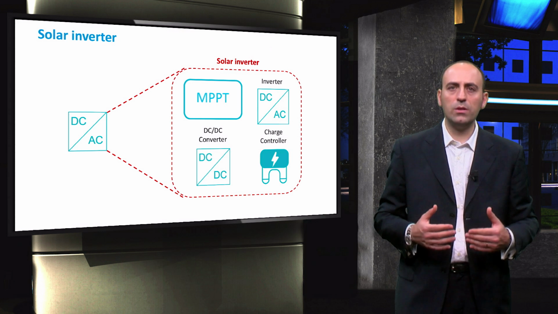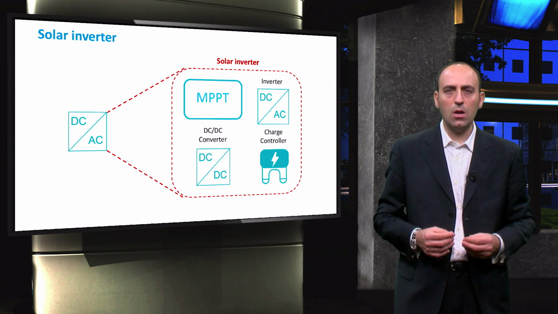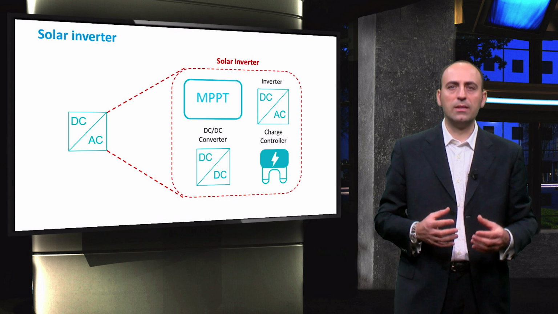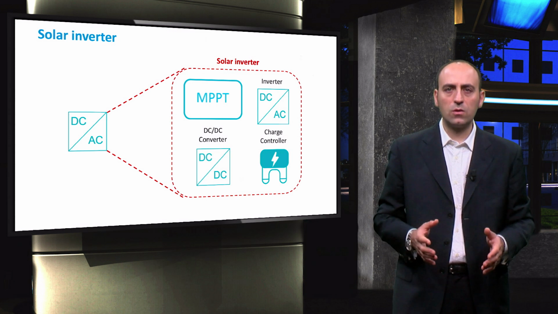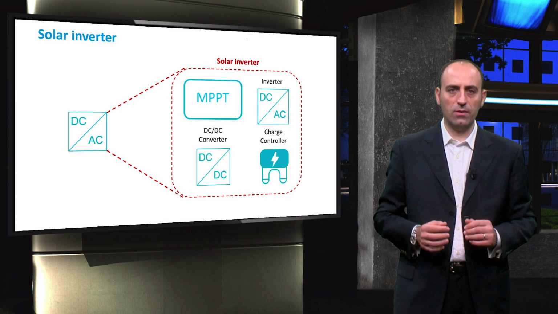The topology with a battery charge controller is typically used in standalone applications, which include a battery system, but that still are connected to the AC loads. In this case, all these components are fully integrated in the inverter.